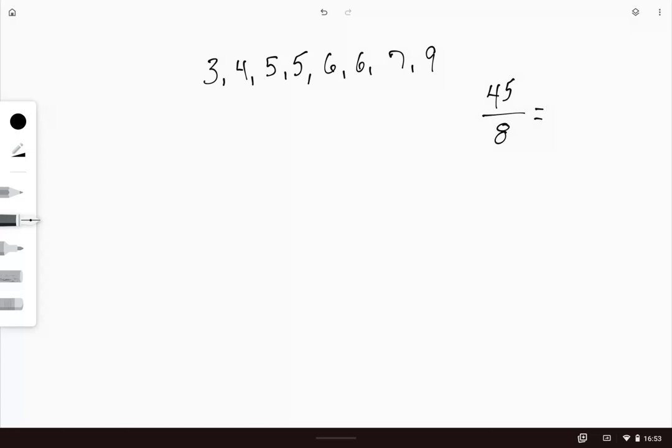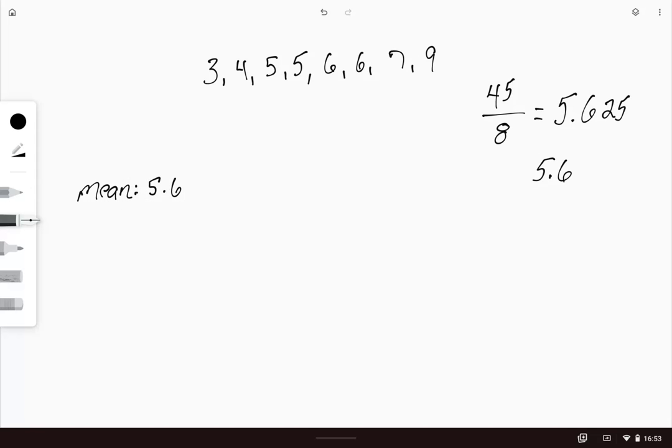And so my average comes out to 5.625, which could easily round to 5.6. Okay, so that is your mean for this data set.